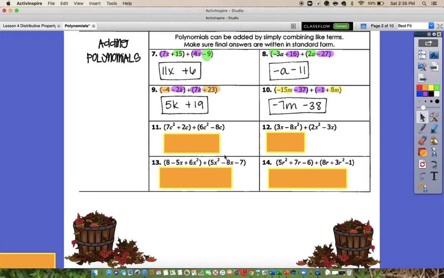Okay, 11 all the way to 14, we have some exponents that we're dealing with, but it still works the same way. We just want to make sure to only combine the terms that have the same variable and the same exponent. So this 7c squared can only get combined with 6c squared because they both have c to the second power. And then 2c will get combined with negative 8c. So 7c squared plus 6c squared will give me 13c squared. And 2c plus negative 8c would give me negative 6c.